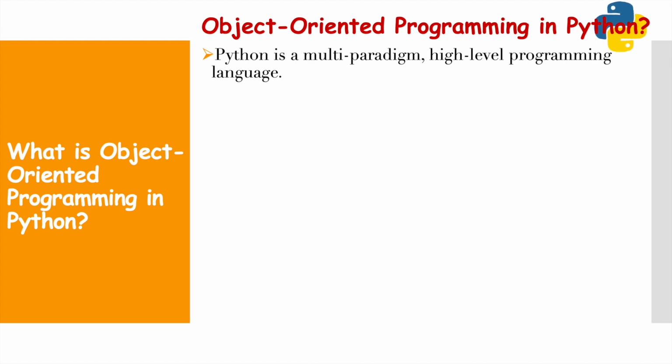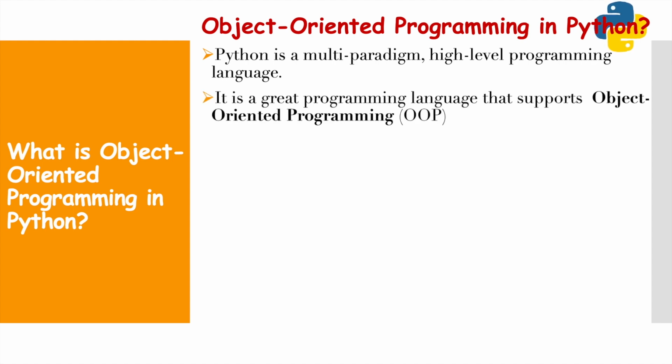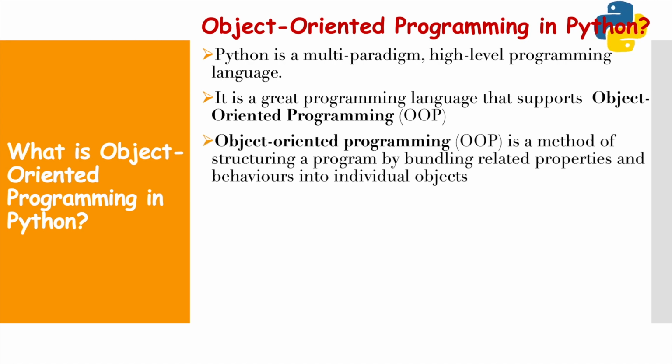And these languages are close to natural language, just like the spoken and written language of human beings. For example, in Python, it uses print, if, input and while statements. And all these words are from the English language to form these instructions. In fact, the instructions often look like abbreviated English statements. Now, Python is a great programming language that supports object-oriented programming. By object-oriented programming, we mean a method of structuring a program by bundling all the related properties and behaviors into individual objects, that is, the variables and the methods.